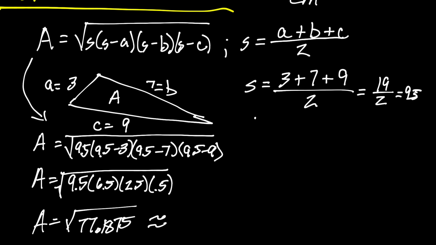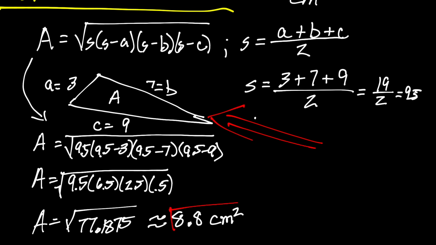Double check me on your calculator. Make sure I did not make a mistake. If I did, let me know in the comments down below. So I'm going to take the square root of this, and that gives me an area of approximately 8.8 square units. And we said we were going with centimeters, so that would be 8.8 square centimeters for this triangle right here. So that would be the final answer.